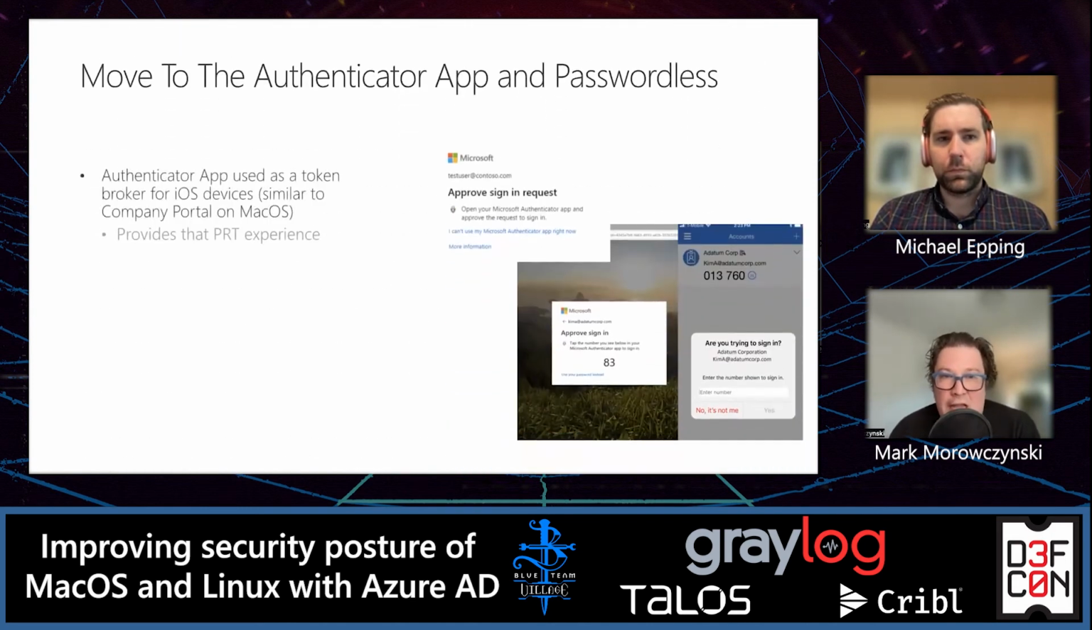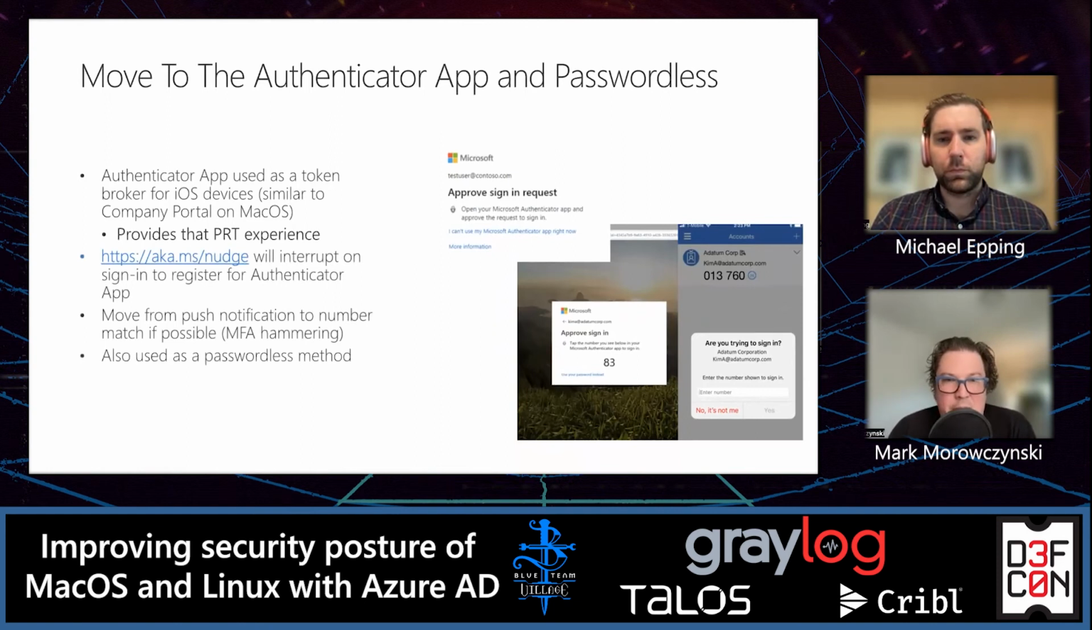All right, another thing I want to touch on really quickly from a Mac admin perspective, as well as an iOS perspective, is we want users to use the Authenticator app wherever possible. As I just talked about how the company portal works, it acts as that primary refresh token on the device, that token broker. The Authenticator app works the exact same way for iOS and iPadOS devices as well as Android devices. So you want to make sure we get this installed. You will get fewer prompts just by having the Authenticator app on the device.